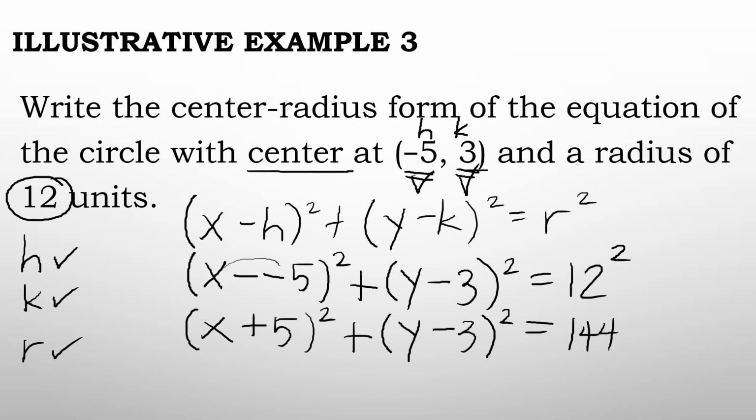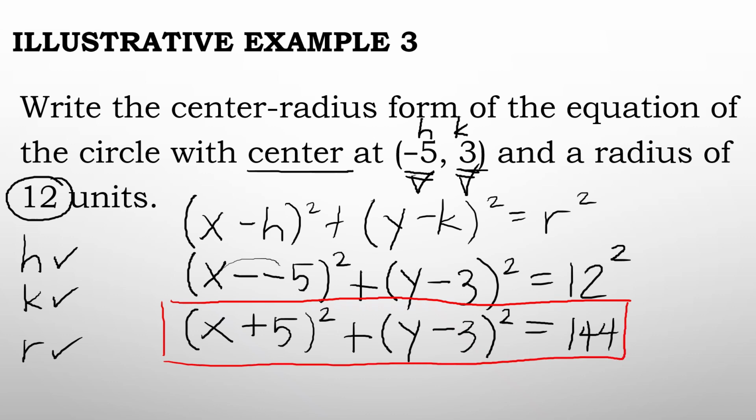Therefore, class, the equation of the circle in standard form where the center is at -5, 3 and the radius is 12 units is this equation: (x + 5)² + (y - 3)² = 144.